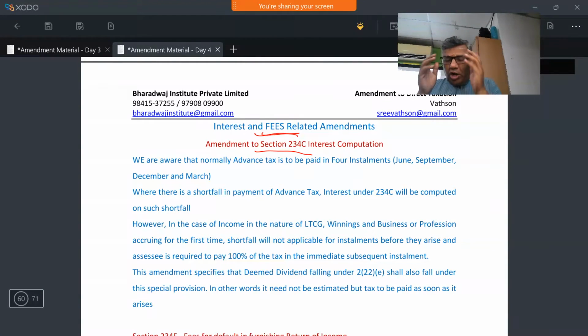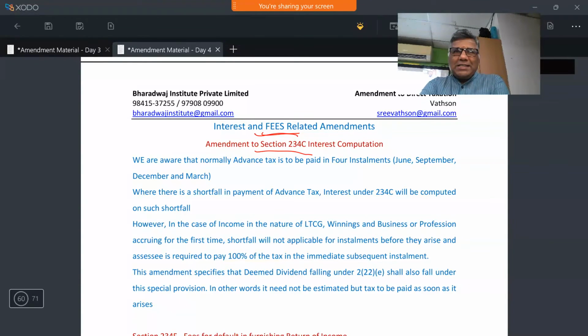What are all the exceptions to advance tax? If your total tax due is 10,000, no problem. If you are opting for presumptive computation, only the last installment of advance tax is applicable. And the third aspect is for senior citizens who do not have business income. These three. Apart from it, there is a very good provision in advance tax, especially 234C, which says you are supposed to estimate your income.